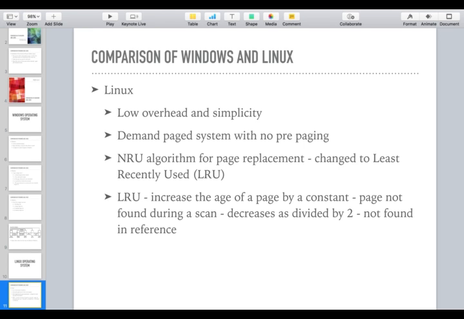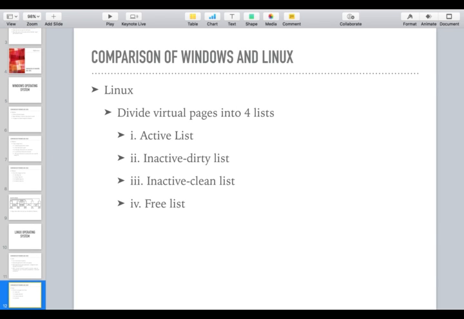The aging to effect LRU, least recently used, is brought about by increasing the age of a page by a constant when the page is found to be referenced during a scan, and decreasing it exponentially by dividing by 2. So now, Linux divides virtual pages into 4 lists. To separate the pages which were chosen for eviction, the inactive dirty list was made.